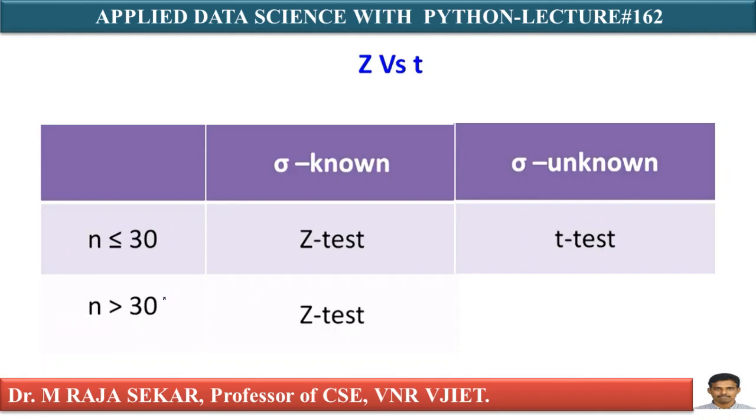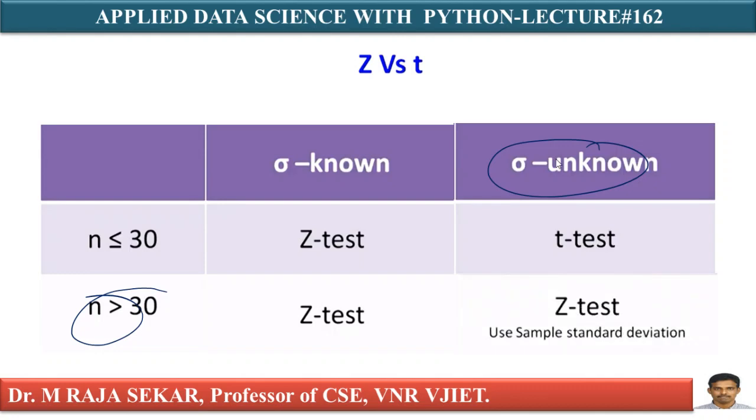There may be a possibility that sigma is unknown and n is greater than 30. In that case, instead of T-test, you can go for Z-test, because as we have studied previously, the T distribution is a special case of the Z distribution. You can see that diagrammatically also.